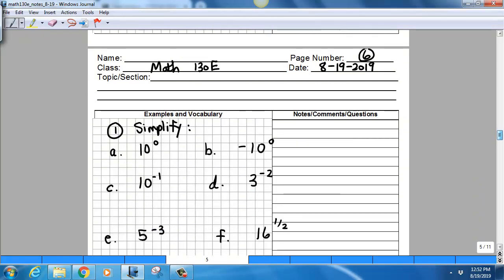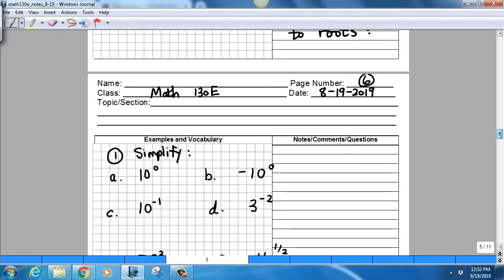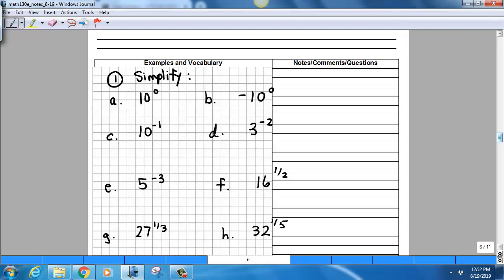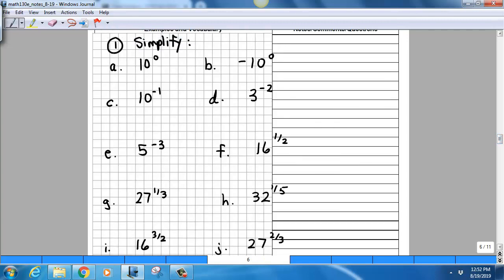Let's practice a little bit then. With your partner again, we're going to do some of these. Let's start with the easy ones first. With your partner, just try to simplify those 4 expressions, A, B, C, and D: 10 to the 0th power, minus 10 to the 0th power, 10 to the minus 1, 3 to the minus 2. That'll just take a minute or so. Just write those down, and then we'll share some of our answers.